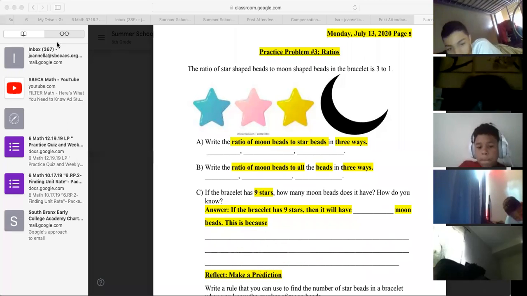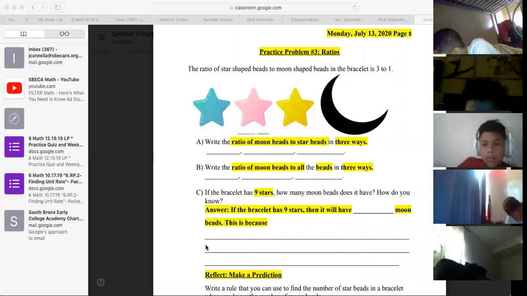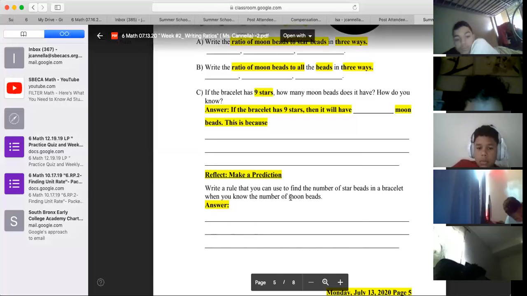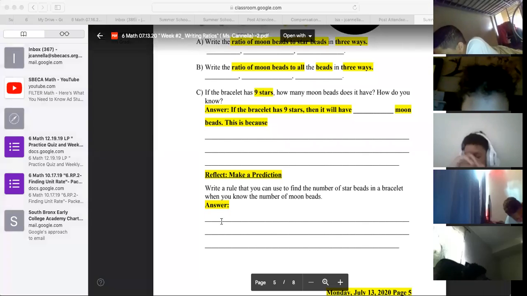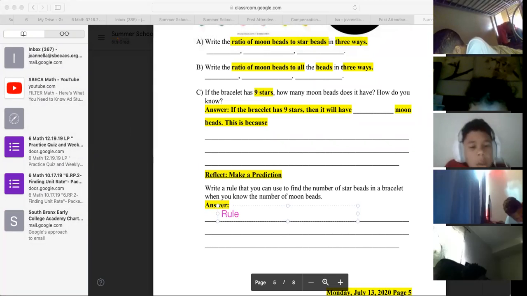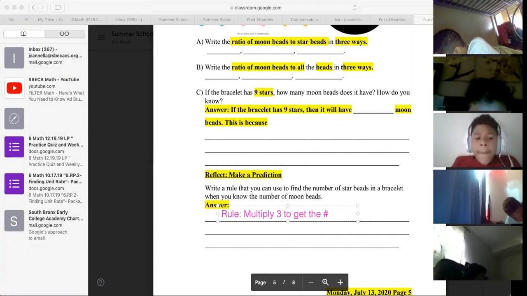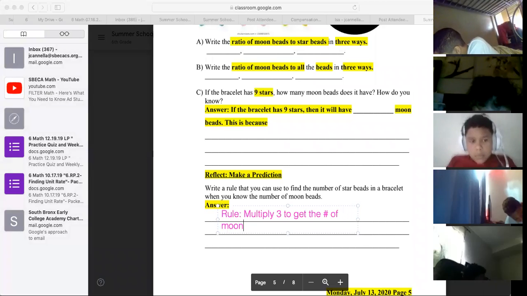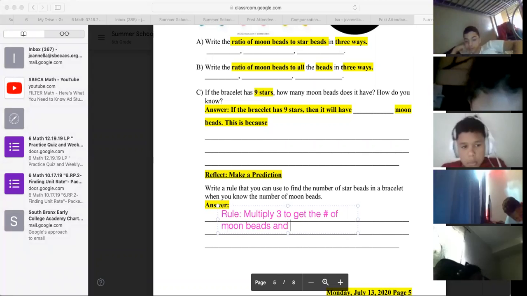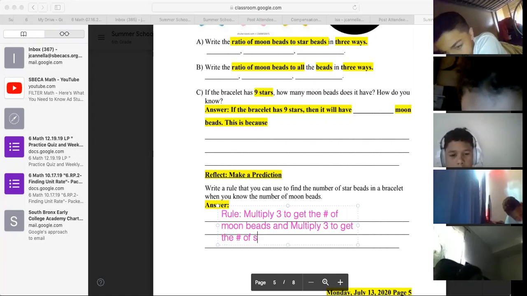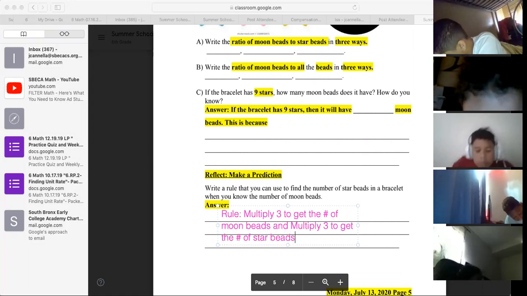Okay. Let's look at the last part. I pretty much already said the answer, but we'll just do it again. Write a rule that you can use to find the number of star beads in a bracelet when you know the number of moon beads. Well, we just pretty much said it. We said we have to multiply, right? So we're just going to write that again. The rule: you multiply the number of moon beads by 3 to get the number of star beads. You guys got to write quick.